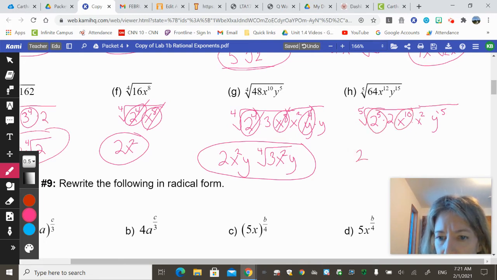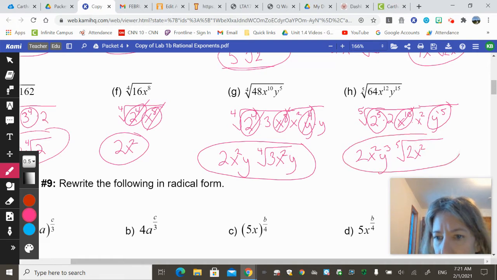There's 2 groups of 5 here, so I'm going to pull out x squared. And I'm going to pull this out as y to the 3rd. And I have the 5th root of 2x squared remaining. So 2x squared y to the 3rd times the 5th root of 2x squared.